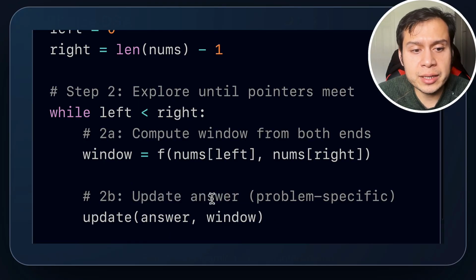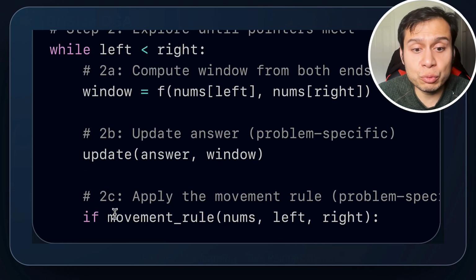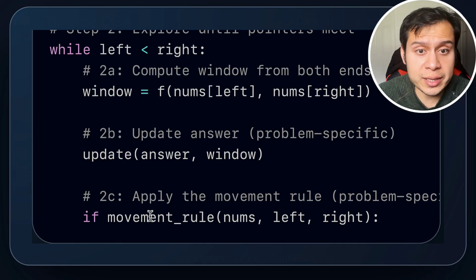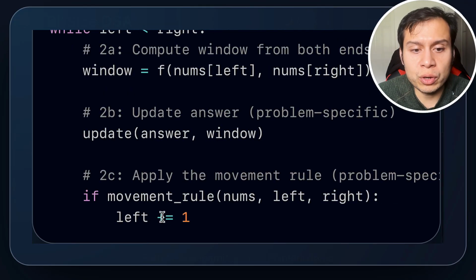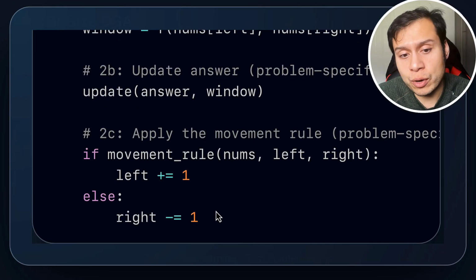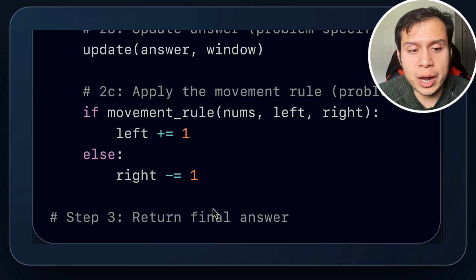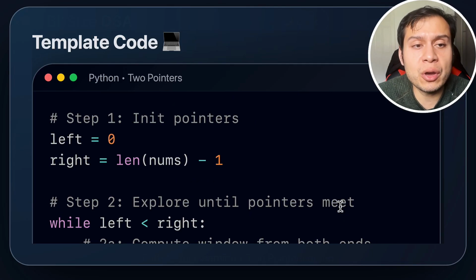And then in the end, we are going to apply the movement rule. For example, if the movement rule says if it's less than whatever is specified in the question, we're going to move the left pointer, else we're going to move the right pointer to reduce the search space. At the end, we're going to return our final answer. So that's our quick template code for the 2 pointers problem.